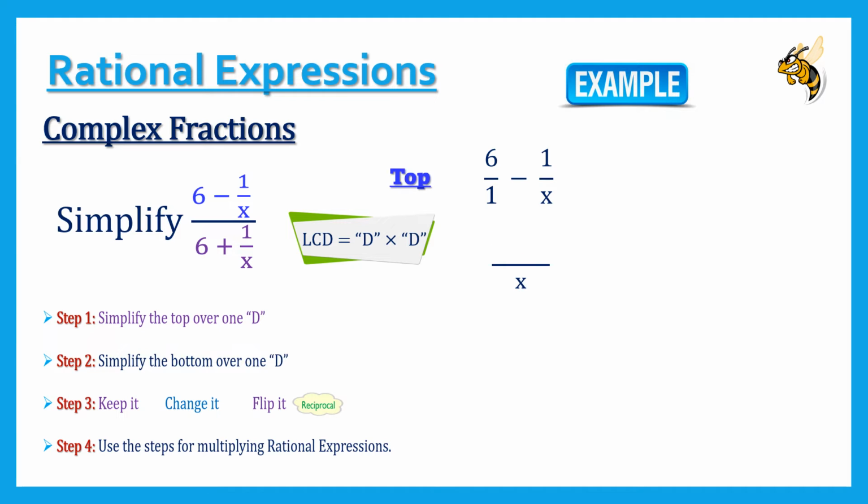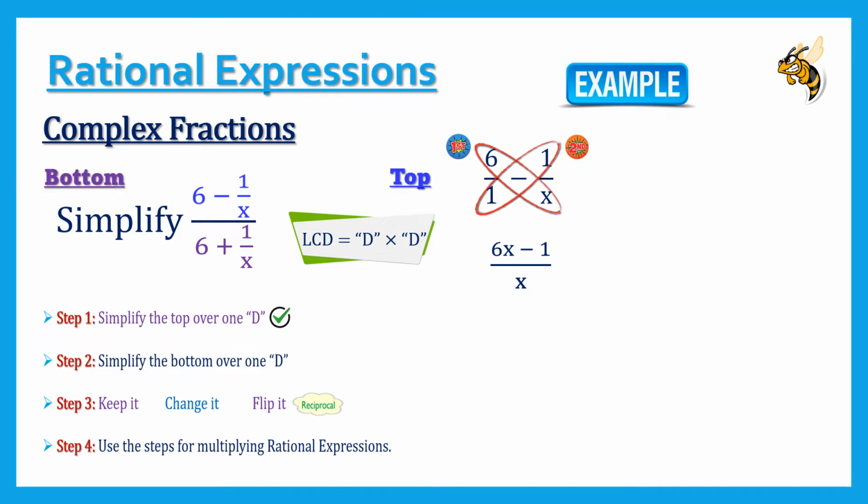Now, to find out what goes in the numerator, we're going to do something that looks like a cross multiplication, right? Just make sure that the numerator that comes first goes first, and the one that comes second goes second. So first I should have 6 times x, which is 6x. And since it's a subtraction, we're going to be minus 1 times 1, which is 1.